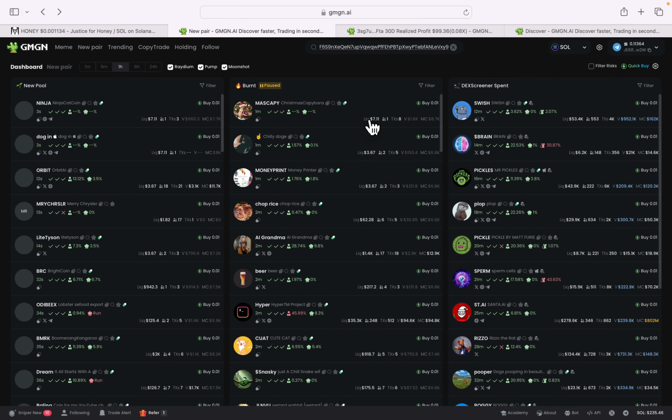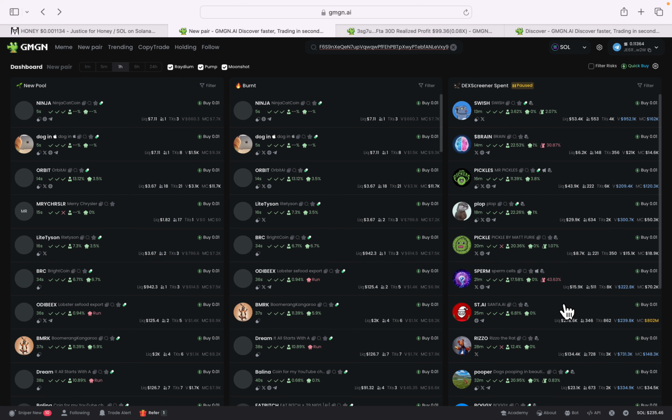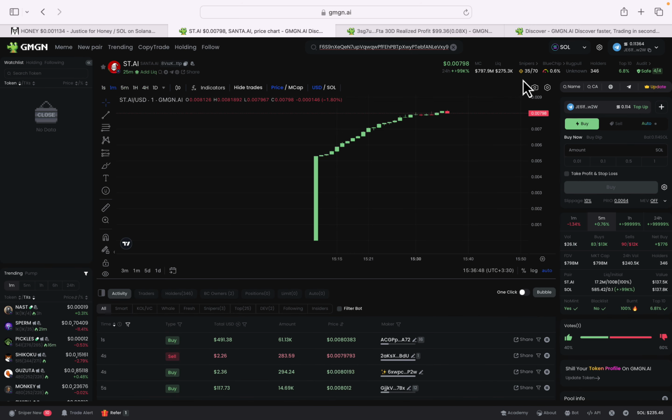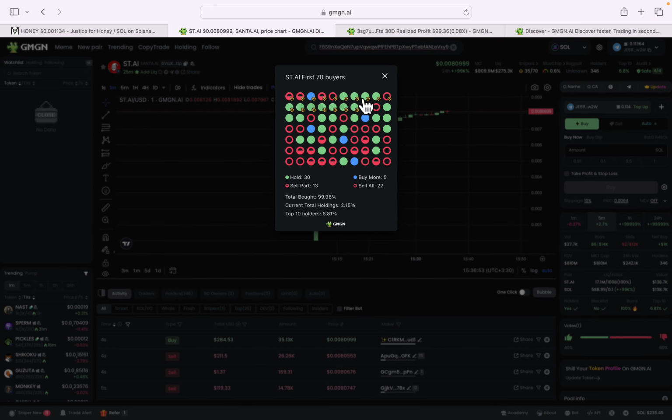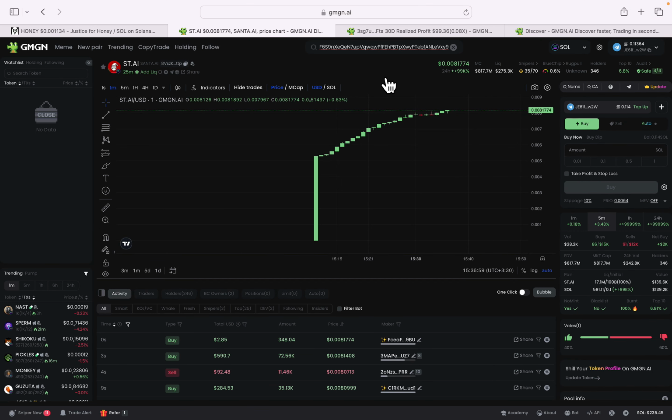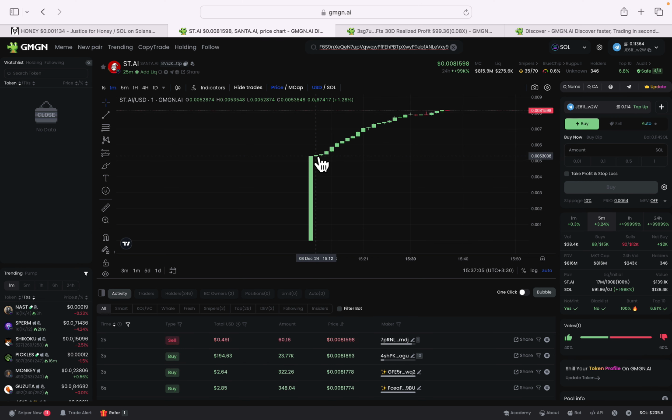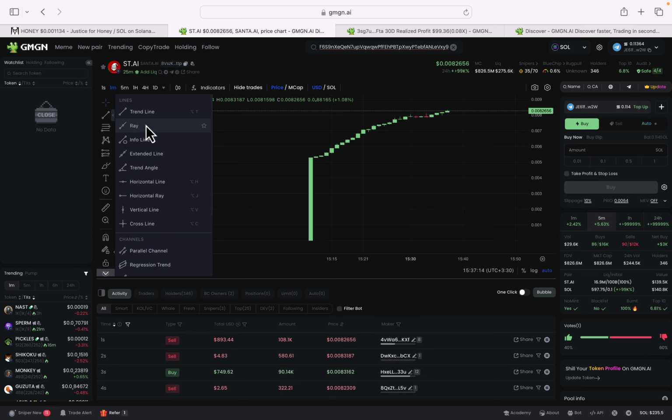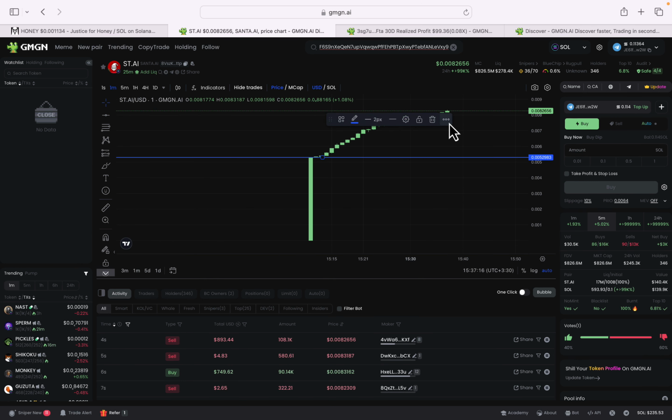Let's choose another token. For example, this one. This is absolutely snipers, and this is fake. Most of the people hold their tokens. I really don't like this. However, I have to mention, you can find some wallets who bought in here and here. And let's see how much profit we can gain. If you purchase in here, let's say, you've already made something around 30% profit.